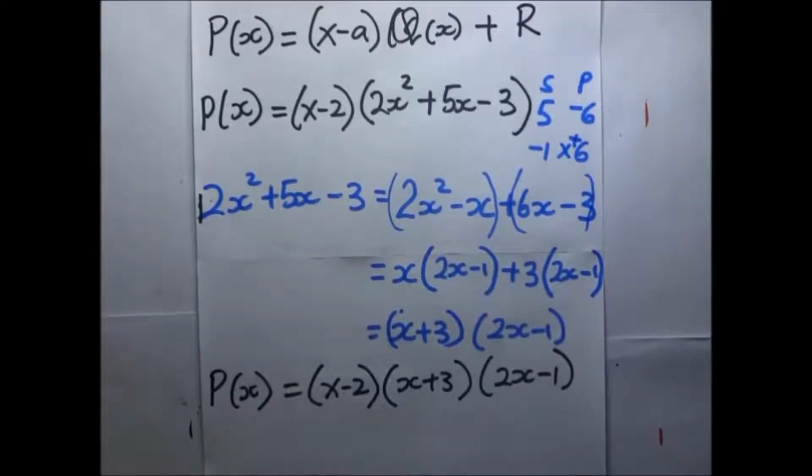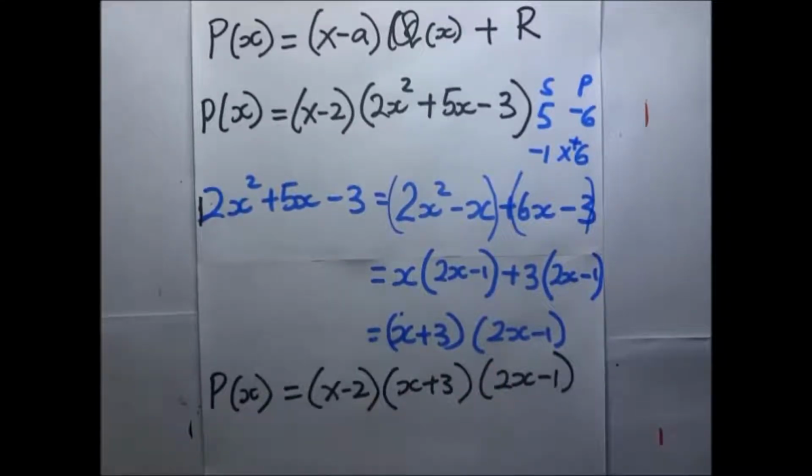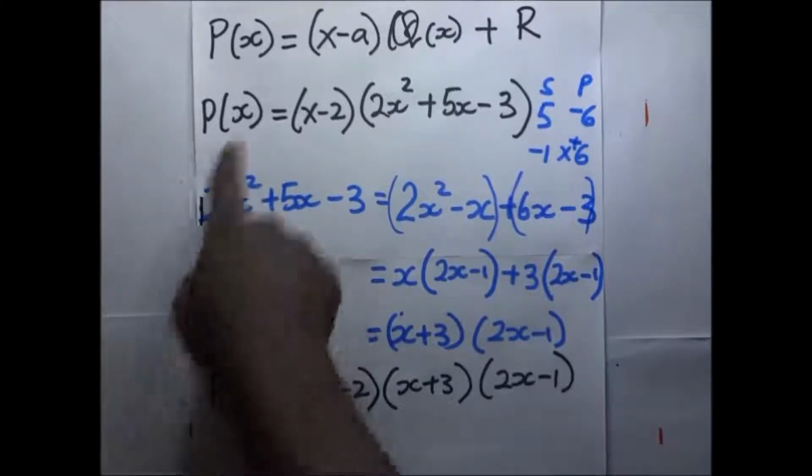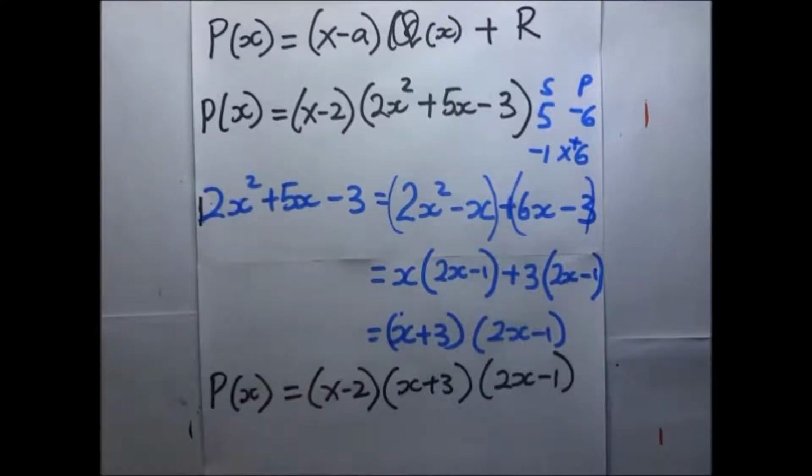So now our question was requiring us to find the other factors of this polynomial. One of those factors was already given to us, it was x minus 2. So it means the other factors are x plus 3 and 2x minus 1. And that's the answer.